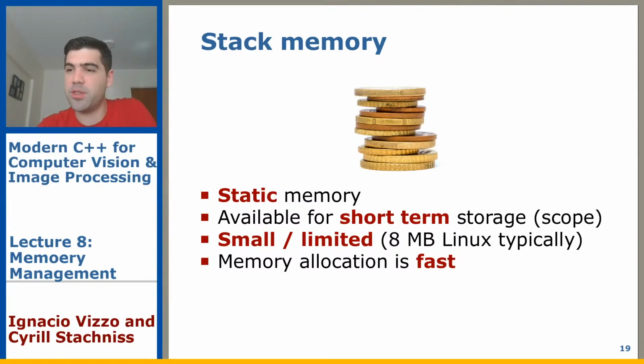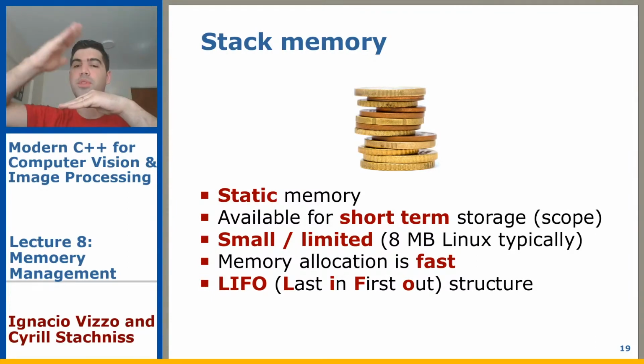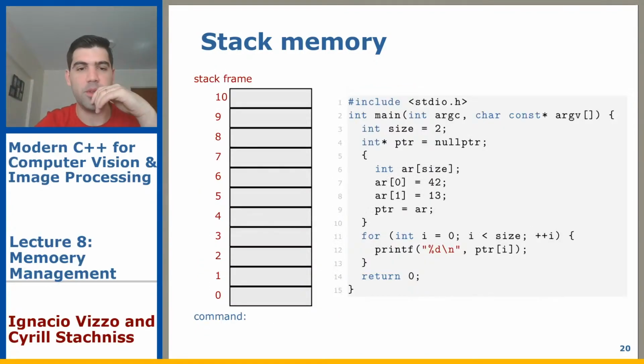Memory allocation is fast. So this is a stack. You just put the variables and you take them out. And the structure is a LIFO: last in, first out. So if I put this on the stack, the first one to go out is this one. And then, yeah, this push and pop, don't worry.